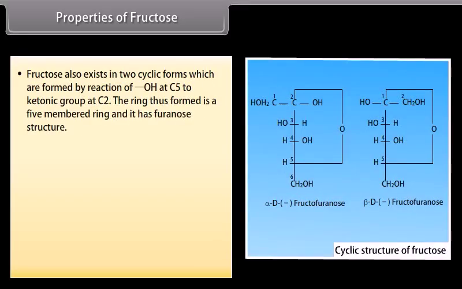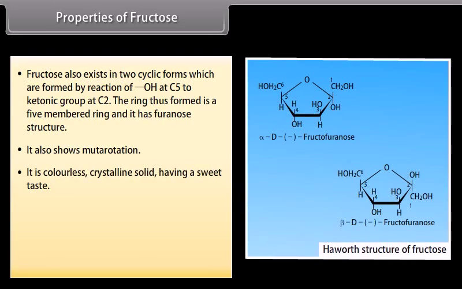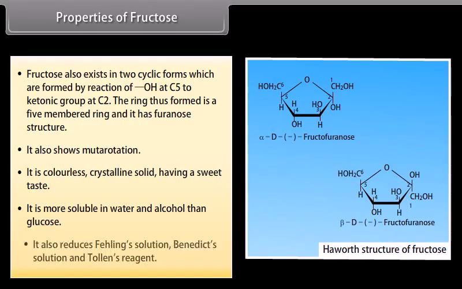It also exists in two cyclic forms, which are formed by reaction of the OH at C5 with the ketonic group at C2. The ring thus formed is a 5-membered ring and it has furanose structure. It also shows mutarotation. It is a colorless, crystalline solid with a sweet taste. It is more soluble in water and alcohol than glucose. It also reduces Fehling's solution, Benedict's solution and Tollens reagent.